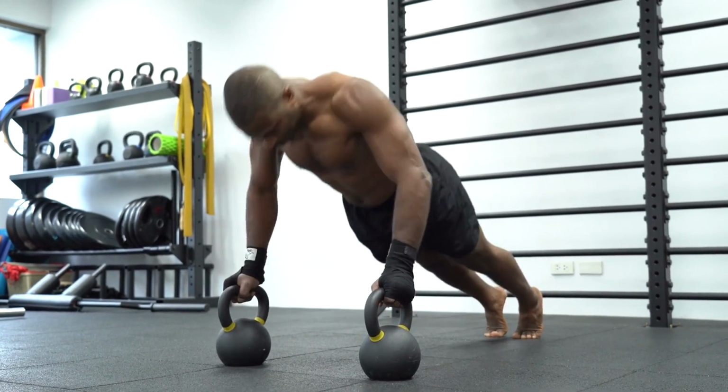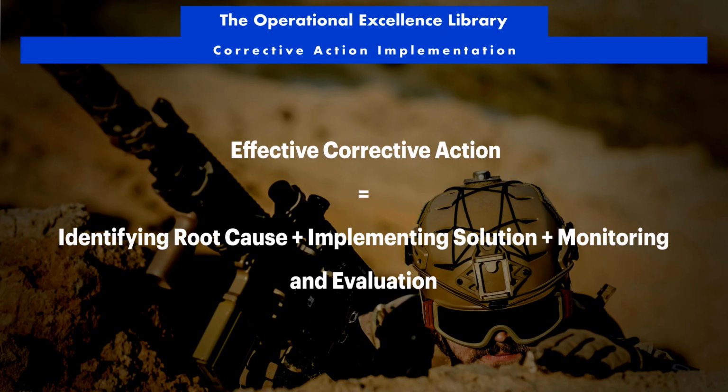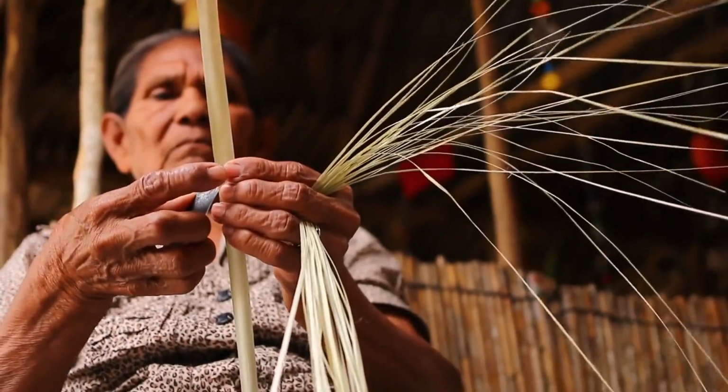By identifying and addressing the underlying root cause of a problem, organizations can implement effective corrective actions that prevent recurrence, reduce risk, and drive sustainable improvement. This, in turn, enables operational excellence by reducing waste, improving productivity, and enhancing overall performance.